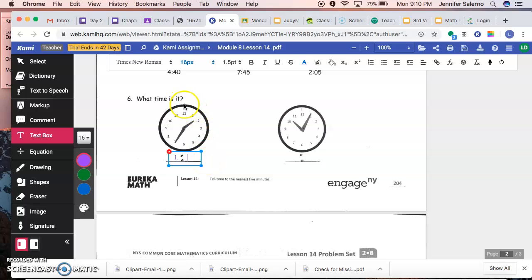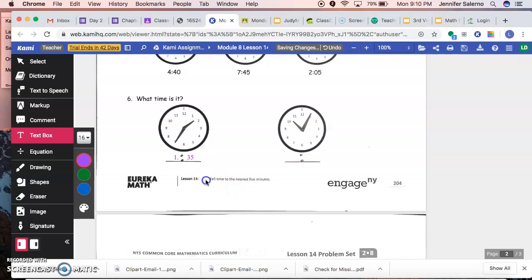Then you are going to now do your minutes. So you're going to start up here and count by fives. 5, 10, 15, 20, 25, 30, 35. So the minute is 35. So the time is 1:35, and that's all you're going to do. You're just going to type it in just like that, okay? You're going to do the same thing here.